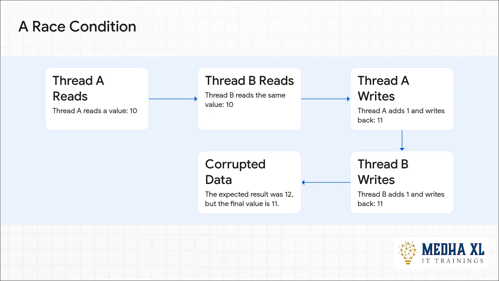Let's just walk through a quick example. Thread A reads a number, say 10. But before it can do anything, thread B swoops in and reads that same number, 10. Now, thread A adds 1 and writes back 11. But wait, thread B still thinks the number is 10, so it also adds 1 and writes back 11. The result should have been 12, but nope, our data is now corrupt.